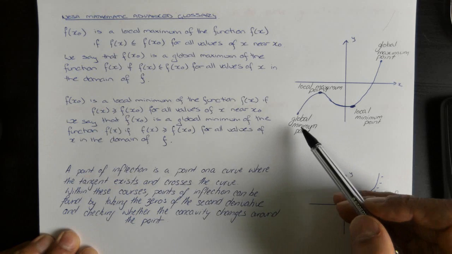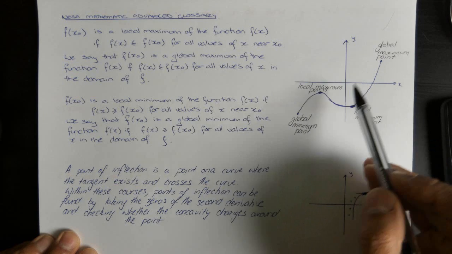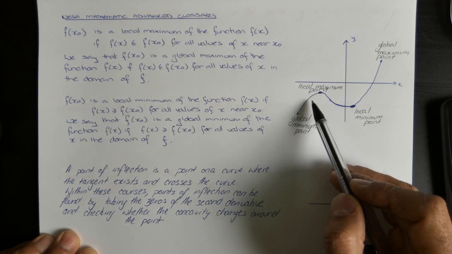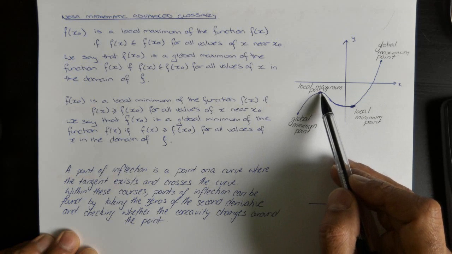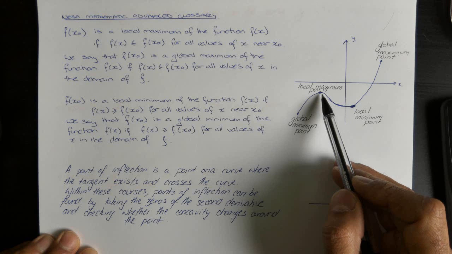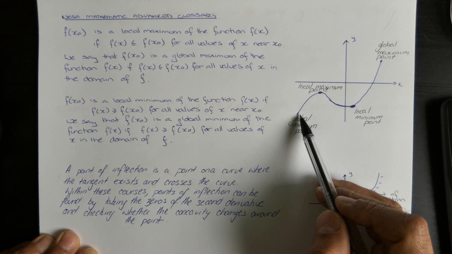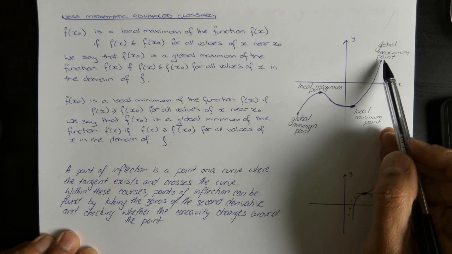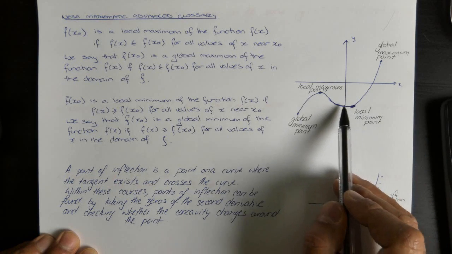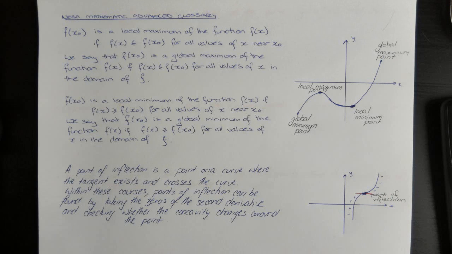So basically, we can have turning points where this will be a maximum turning point or a minimum turning point. That will be a local maximum point because there's a point that's less than that, right? And that will be global. So the high extremes are your global and your in-betweens are your locals.